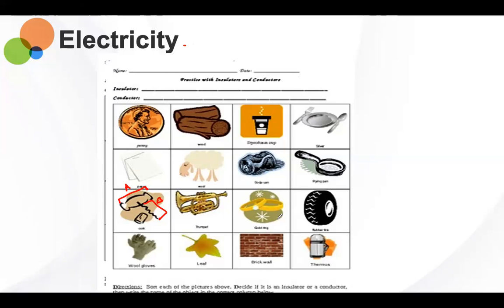The brick wall. Insulator. And the ring. What's the ring? A conductor. I'm not sure what this is. Oh, soda can. The soda can. A conductor. All right, and this is a styrofoam cup. Insulator. Plate and spoon. Insulator.